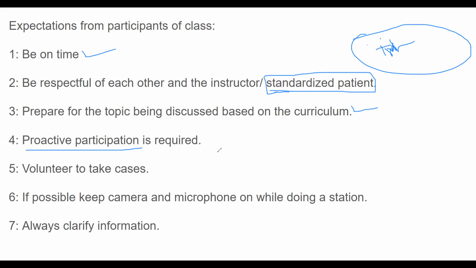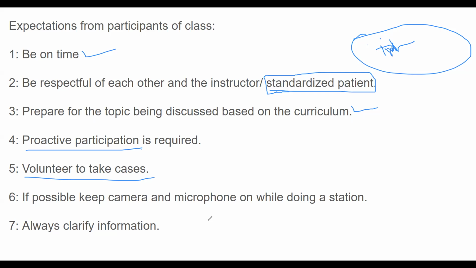So make sure if there is a case that you are not comfortable with, I want you to take that challenge. Trust your instincts, yourself. You are a doctor in your home country. You can practice there. So what is stopping you from just interacting with a patient who you would see in your clinic at your home country, right? Volunteer to take cases. Participation from everyone is required. And taking cases, we would see how it goes. We want you to volunteer. If not, then I'm going to ask you to do a station.